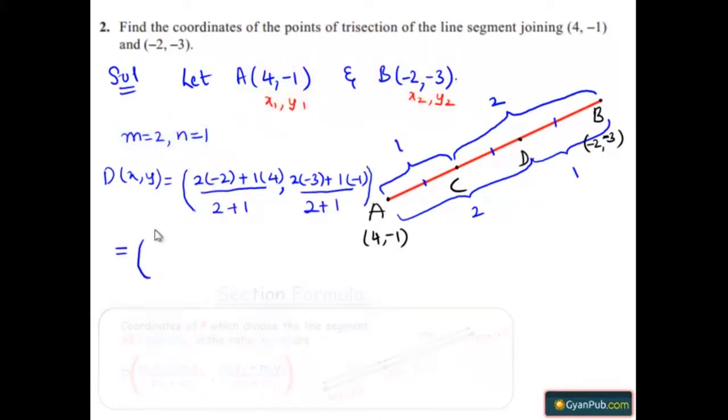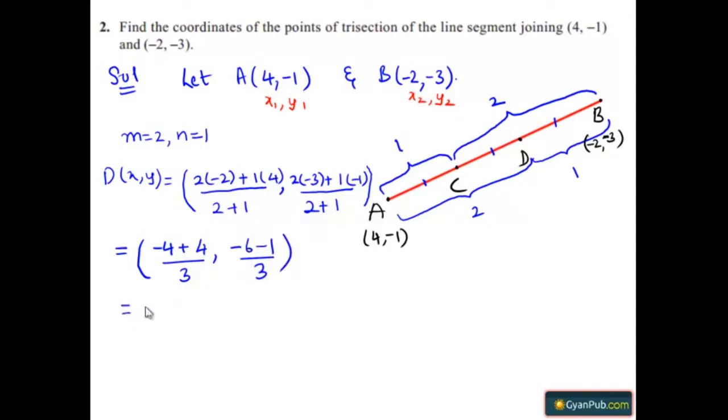Which is equal to 2 times -2 is -4 plus 1 times 4 is 4, whole divided by 2 plus 1 is 3, comma, 2 times -3 is -6 plus 1 times -1 is -1, whole divided by 2 plus 1 is 3.